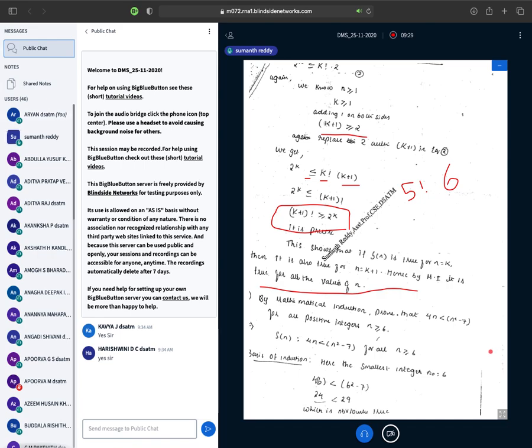So next we have one more problem. Both of these are exam problems, and they are important for the exam. So this question, what he is telling is, by mathematical induction, prove that 4n is less than n square minus 7 for all positive integers n greater than or equal to 6.